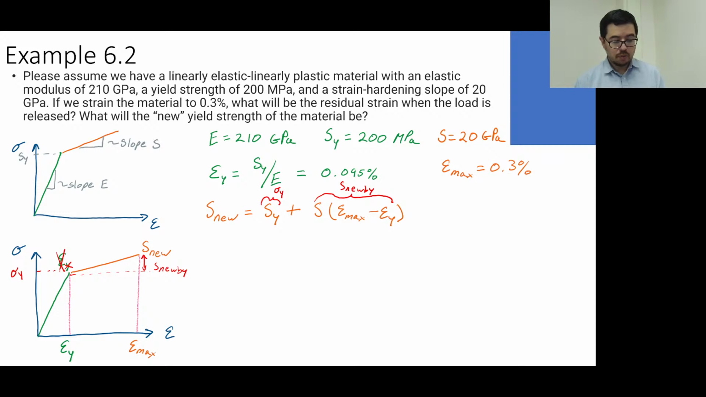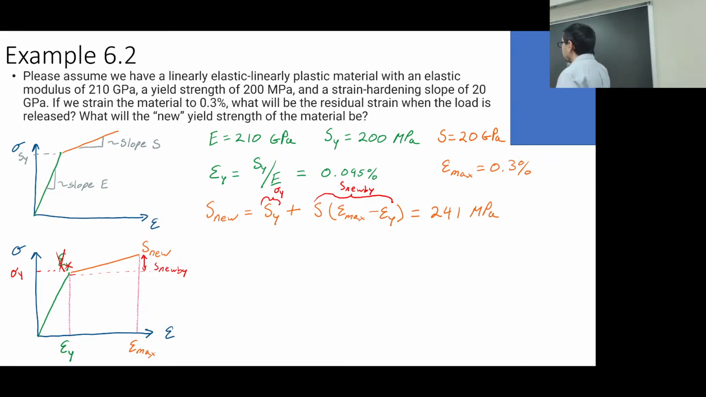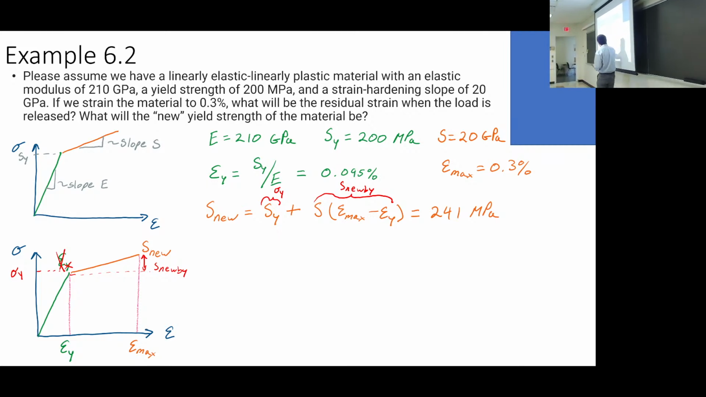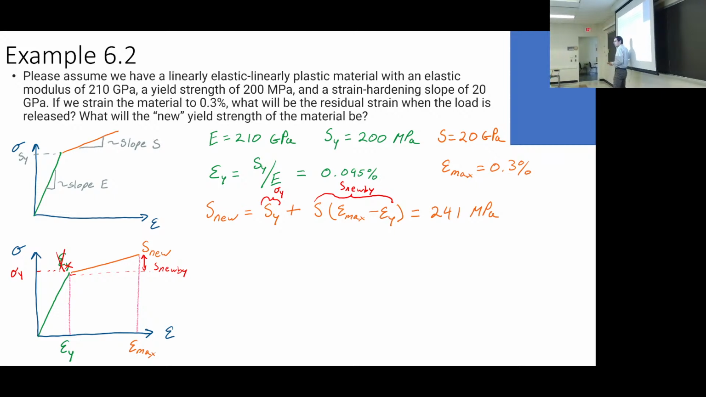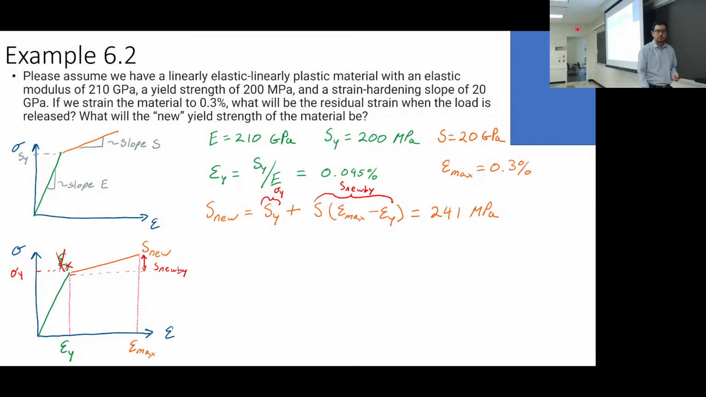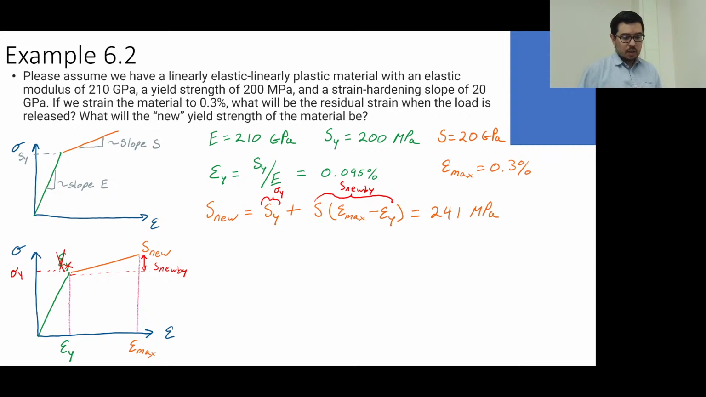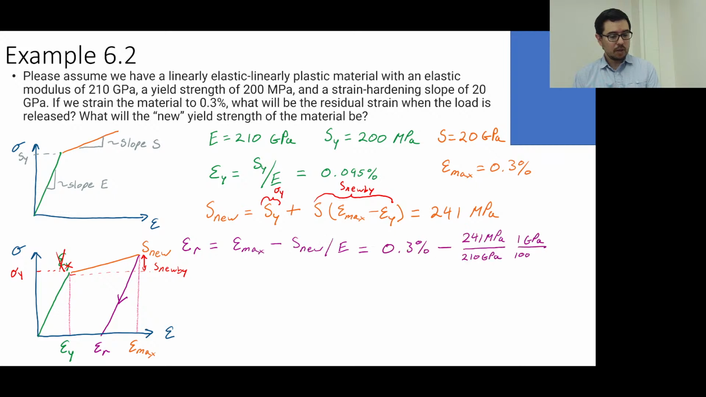And so then from there, we can figure out what the new yield strength of the material will be. This is from strain hardening, right? So if I let it go, this would come all the way back down here, and we have a material with a new, very high strength. Okay. We can also calculate the residual.